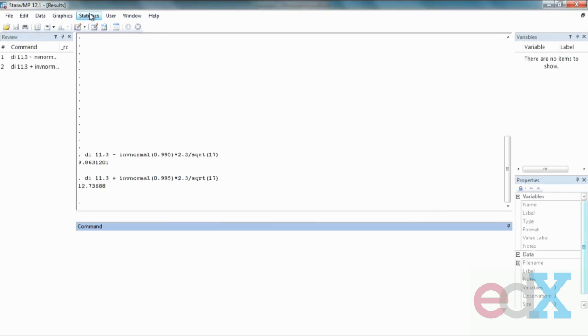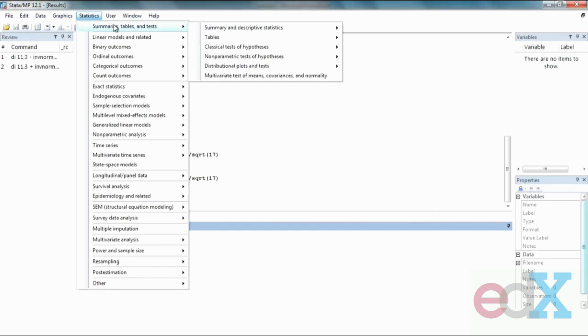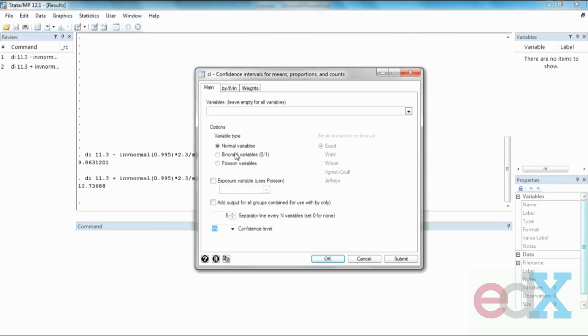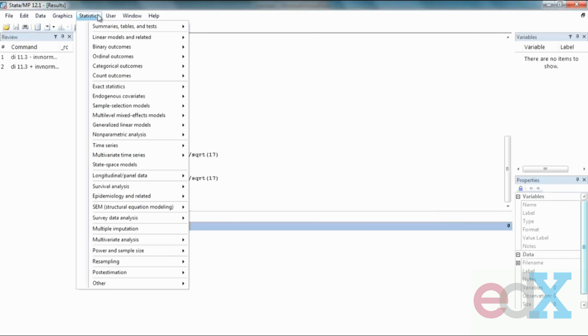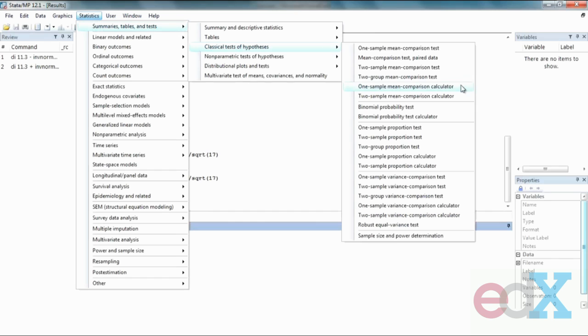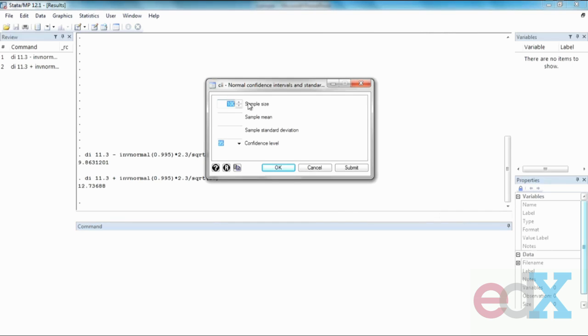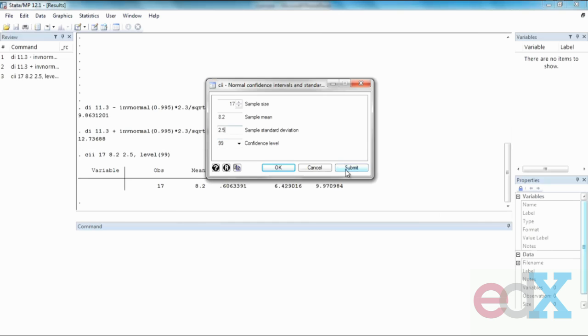To construct our confidence interval within Stata, we can go Statistics, Summaries, Tables, and Tests, and then we can go to Confidence Intervals. We're assuming normality here, but remember we don't actually have any data read in. So we can't directly use confidence intervals. Instead, we need to go to the confidence interval calculator. So the normal CI calculator, our sample size is equal to 17. Remember, our sample mean is equal to 8.2, and the sample standard deviation is equal to 2.5. And we want to change our confidence level now. We're looking at a 99% confidence interval.